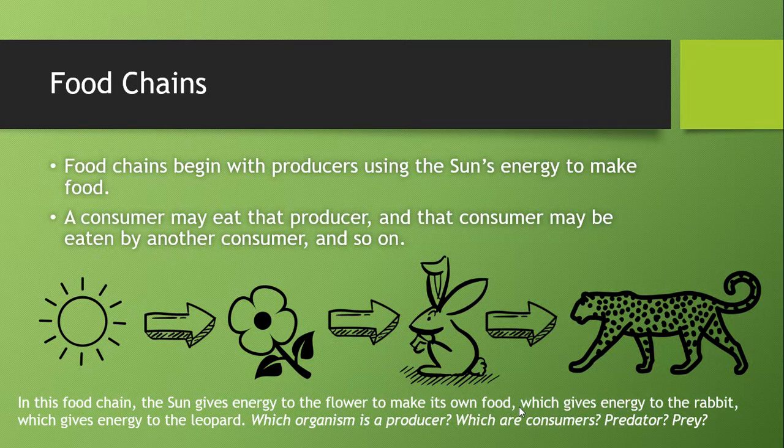Here comes the bunny rabbit. He's going to want to eat that flower. So when he does that, the arrow points and shows the flower's energy will then go to the bunny rabbit after he has eaten it.